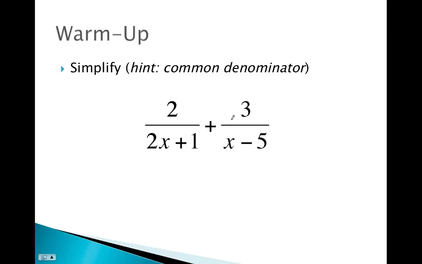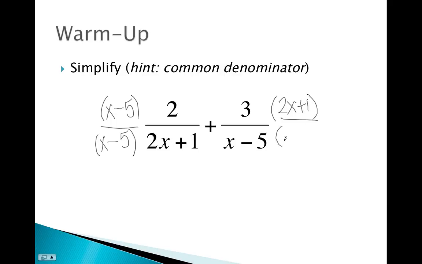Okay, again, this is an algebra problem. To get a common denominator, I notice that these two denominators have no factors in common, which means I'm going to take the first term and multiply it by x minus 5 over x minus 5. I can do this because x minus 5 over x minus 5 is equal to 1, and multiplying by 1 gives me my identity back. The second, I'm going to multiply by 2x plus 1 over 2x plus 1 for the same reasons.